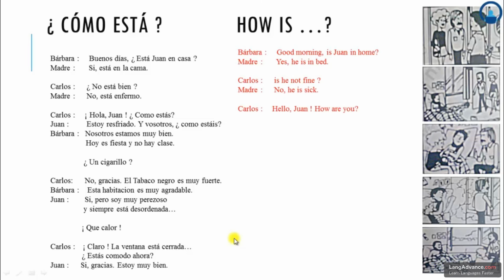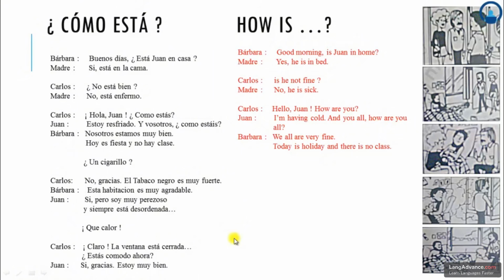Hola Juan, ¿cómo estás? Hello Juan, how are you? Estoy resfriado. ¿Y vosotros? ¿Cómo estáis? I have a cold. And you all, how are you? Nosotros estamos muy bien. We are all very fine. Hoy es fiesta y no hay clase. Today is a holiday and there is no class. Fiesta means holiday and clase means class.